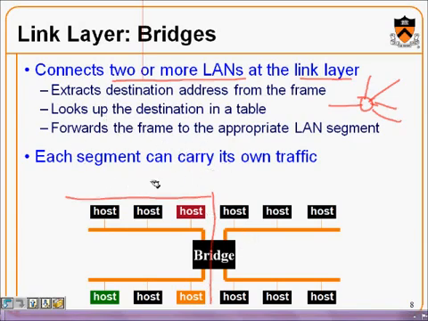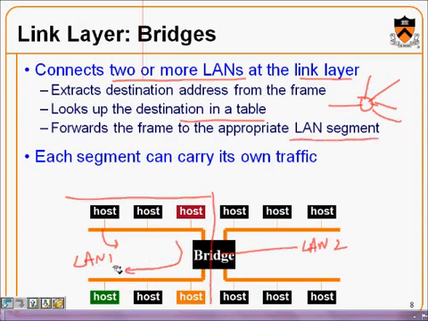Now the bridge processes the packet also. It looks at the packet and sees what the destination is. Let's say this host sends a packet whose destination also resides in LAN 1. When the bridge sees this, it will not forward the packet to LAN 2, because it knows the destination of this frame is in LAN 1 itself. It looks up the destination in the table and forwards the frame to the appropriate LAN segment.